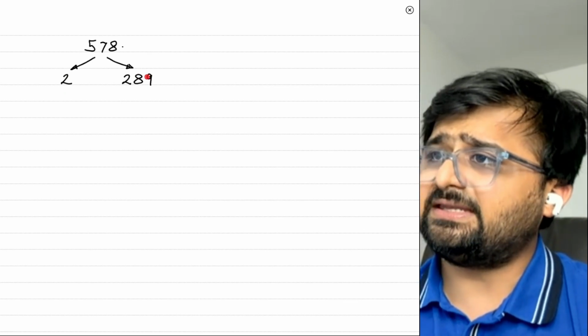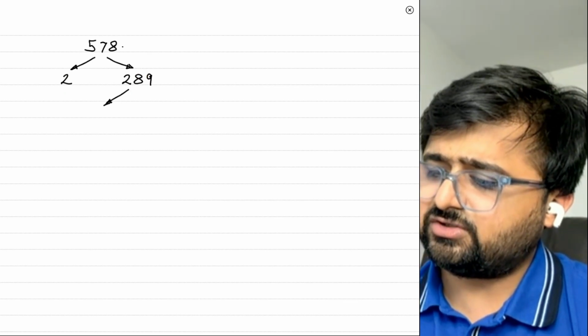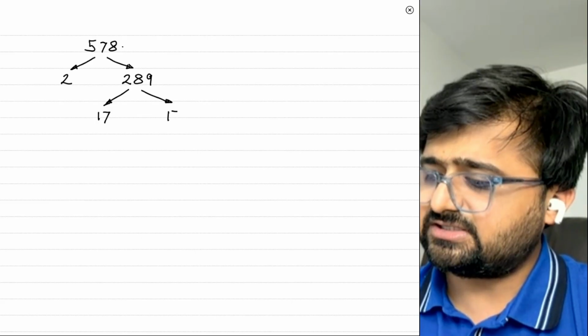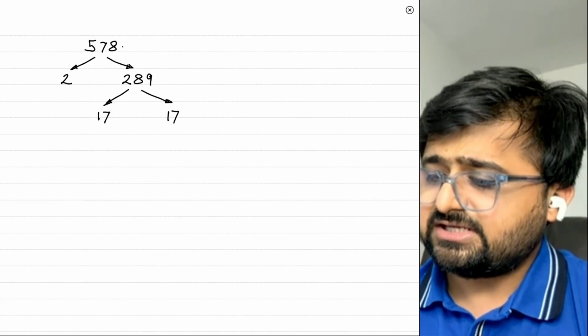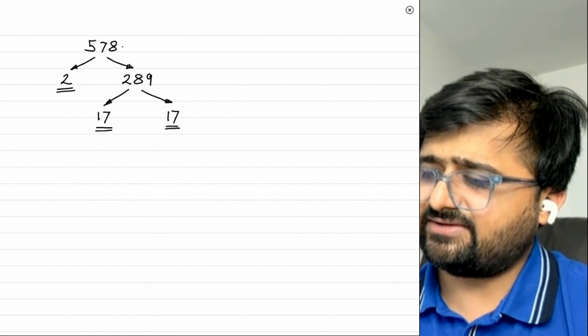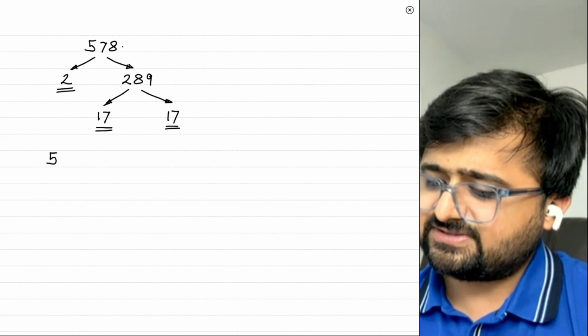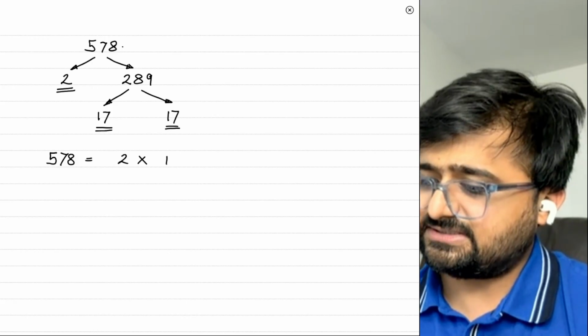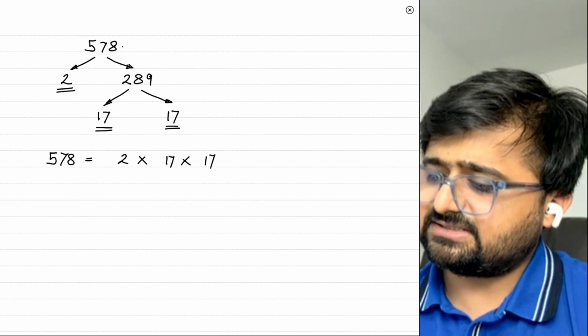But that 289, we can split it further into two parts. We can say 289 is nothing but 17 times 17. Okay, so that gives you three numbers, 2, 17, and 17. So basically that 578 can be written as 2 times 17 times 17.